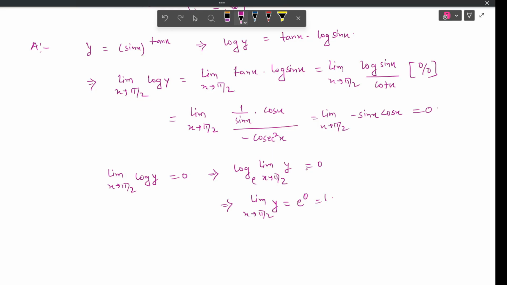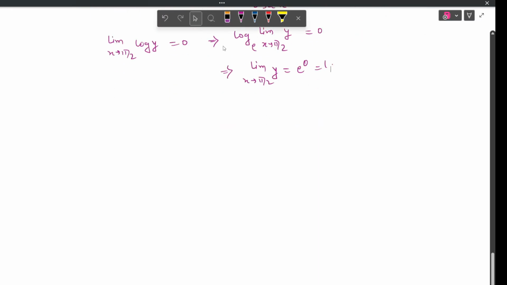Okay. So all the problems here are in the same format. What you have to do is arrange them in the proper format. Then there is nothing but taking the differentiation. Okay. Now let us see our next question.